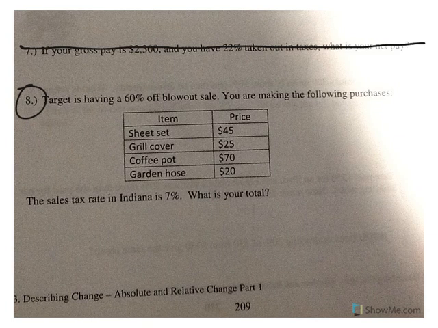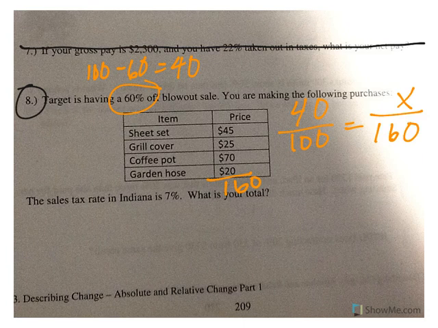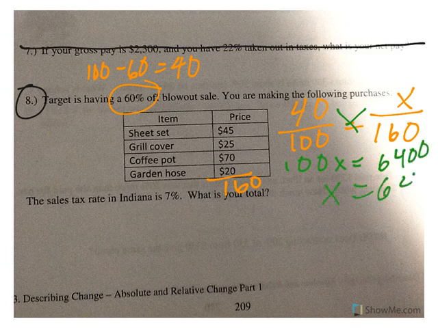And number 8. Okay, so Target is having a 60% off blowout sale. If it's 60% off, that means it's 40% on. So first things first, what is the total of the items before the discount? Right now the total is $160. So if it's 40% on, because it's 60% off, and before it's 160, what is it going to be after? So if I cross multiply, I get 100x equals 6,400, and that means x is $64. So that is the price that I'm going to pay for these items after the sale.